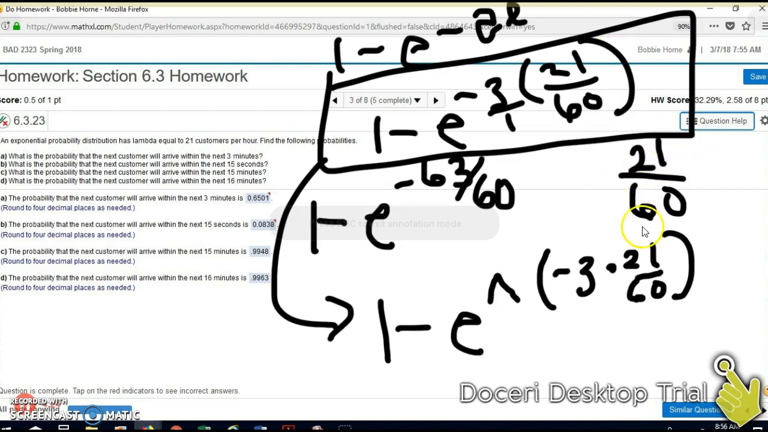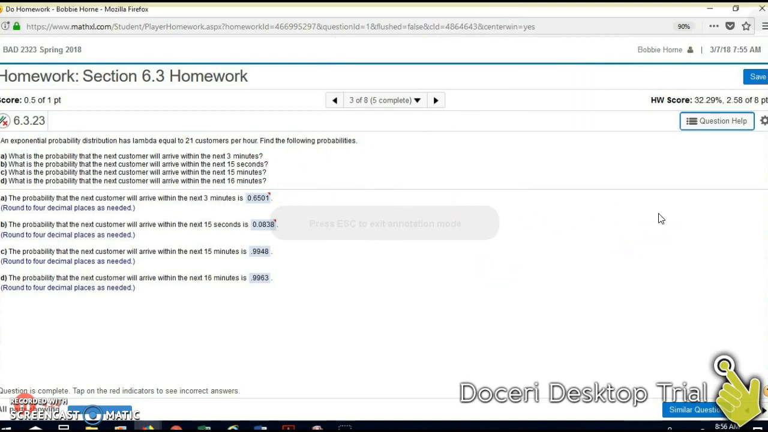What I was messing up on, and what you probably are messing up on, is that you have to restate this in minutes. You can't do just 21. You have to do 21 per hour, change hours to minutes. So if you were a little confused, that may be what you were confused on.